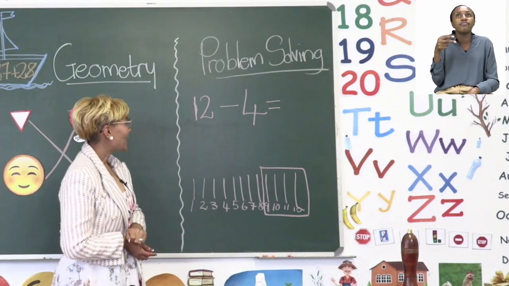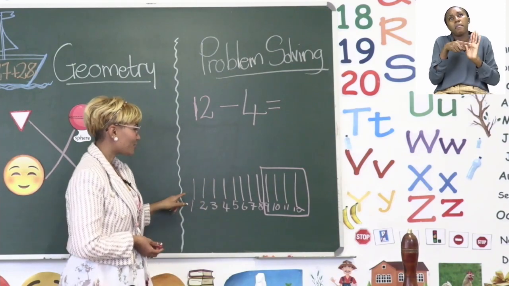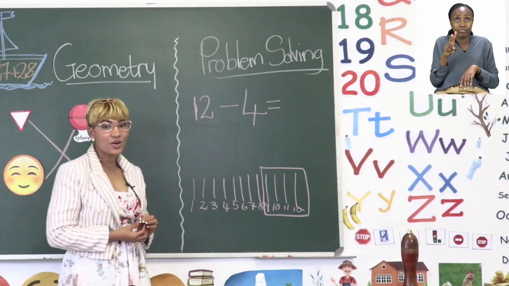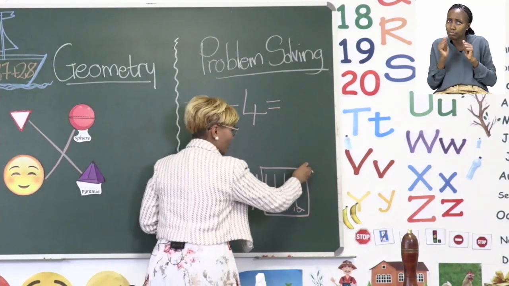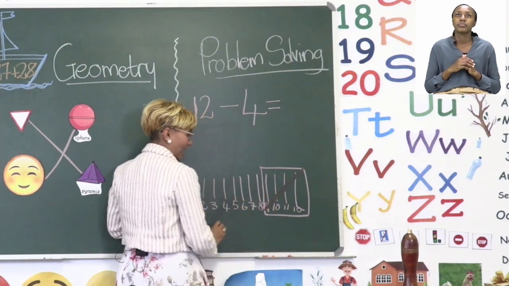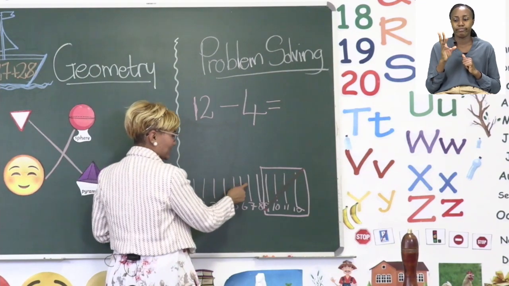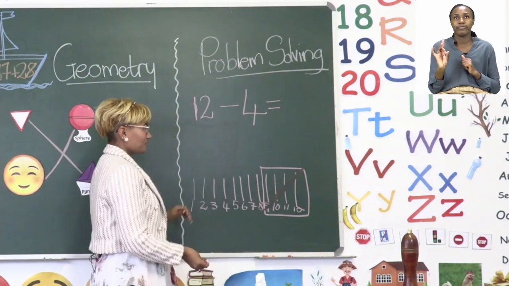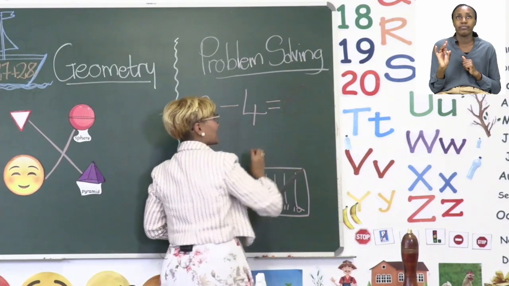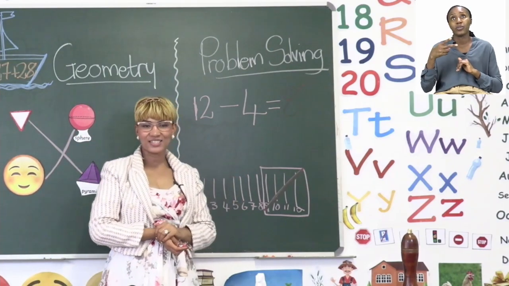All right. Now what is 12 minus 4? Here you will see I have 12 lines. And I want us to go ahead and take out 4. So we minus 4 lines, and that leaves us with 1, 2, 3, 4, 5, 6, 7, 8. So we can now say 12 minus 4 is equal to 8.